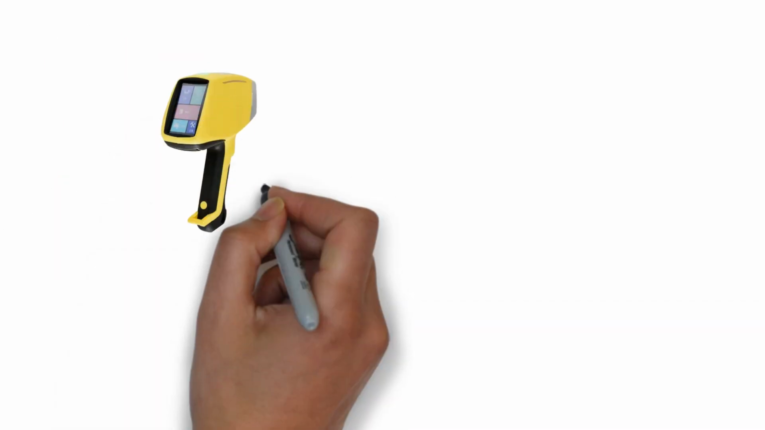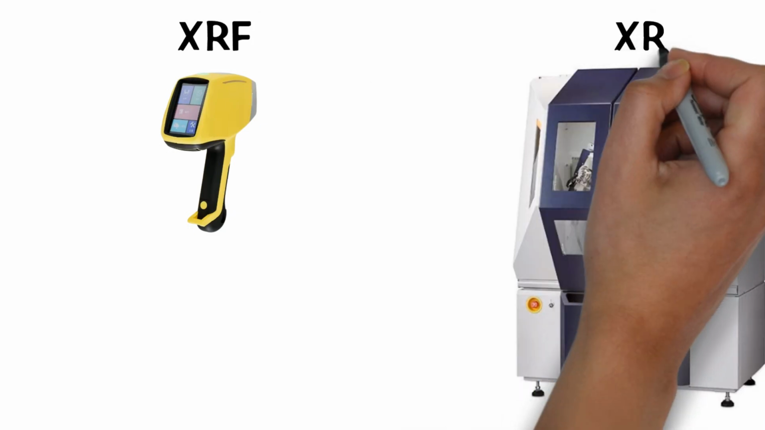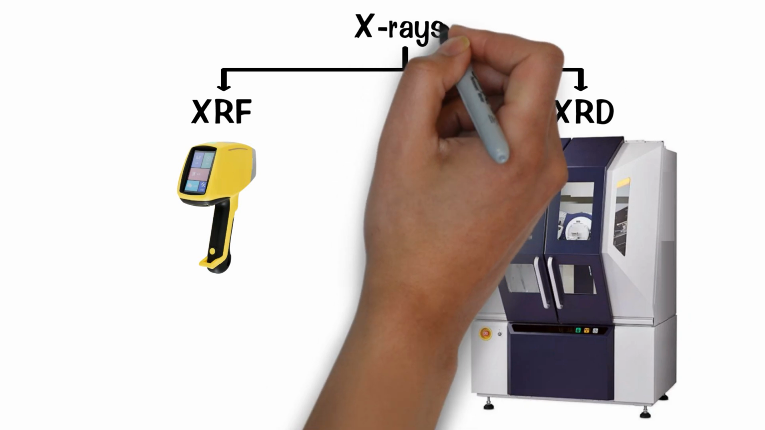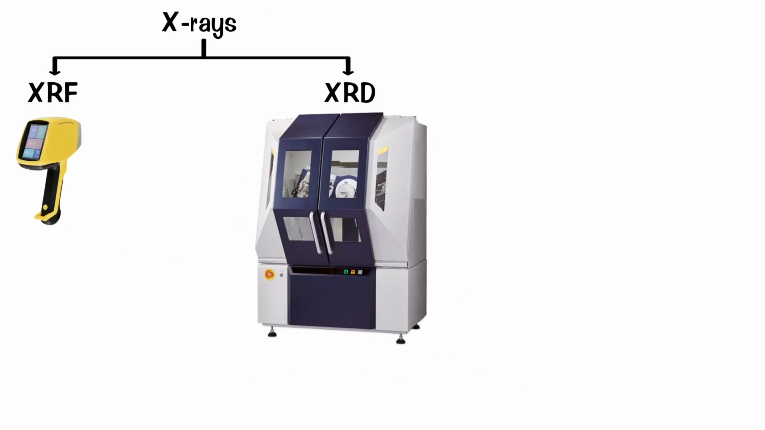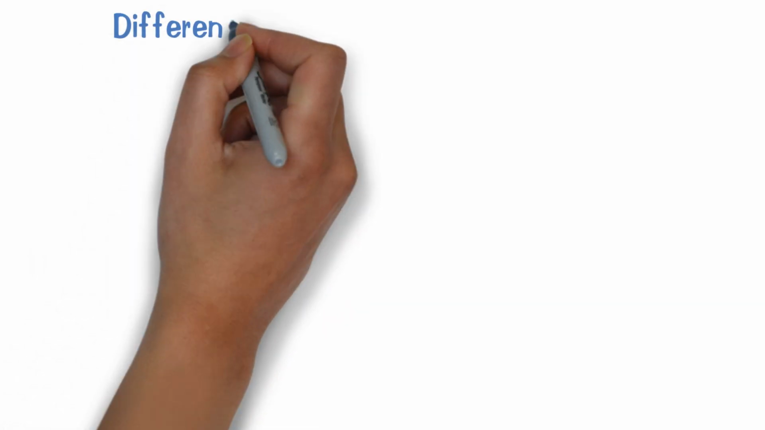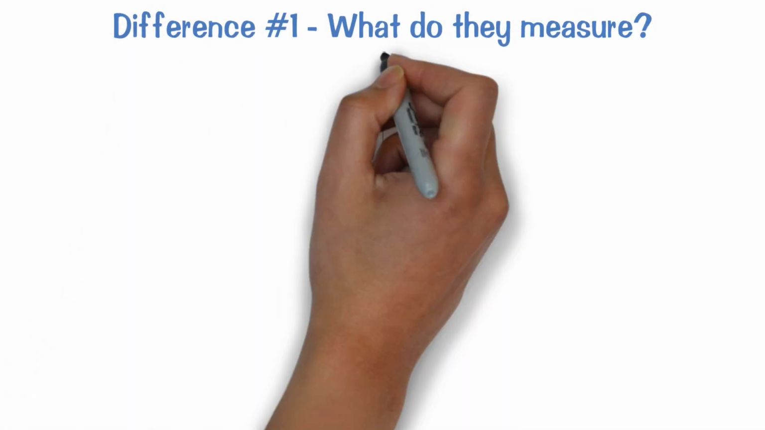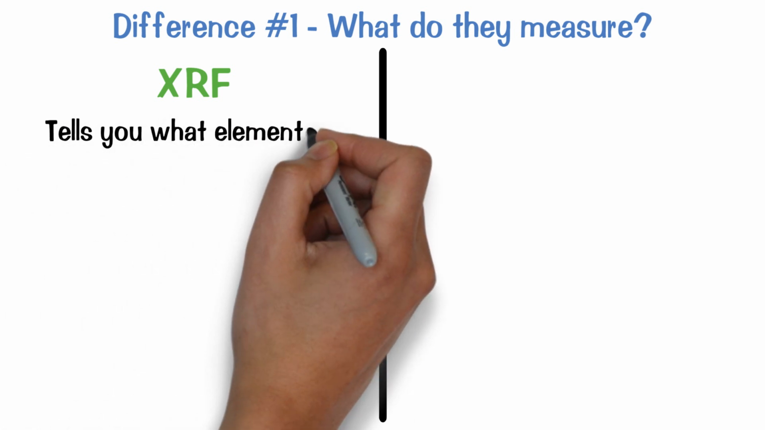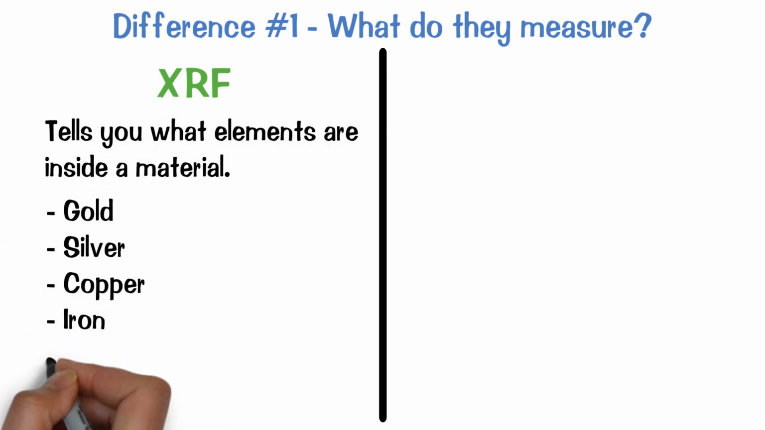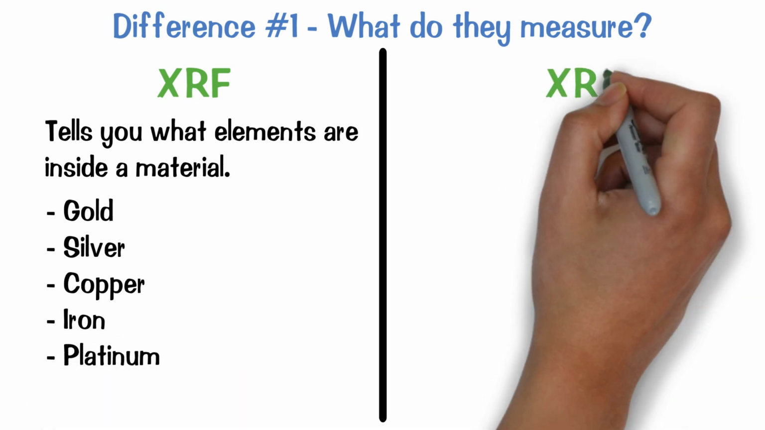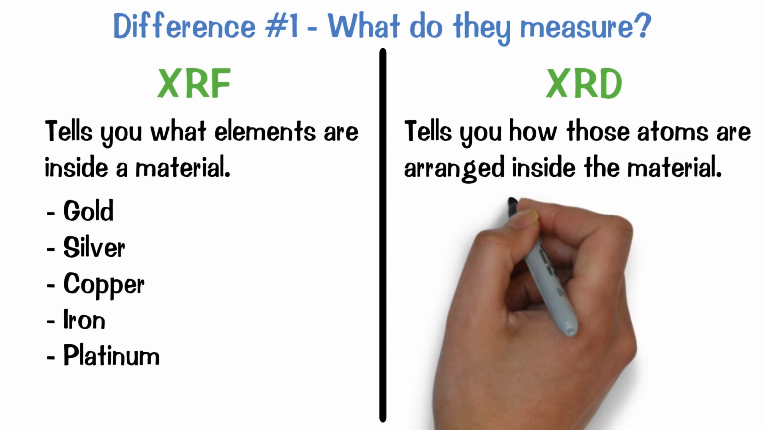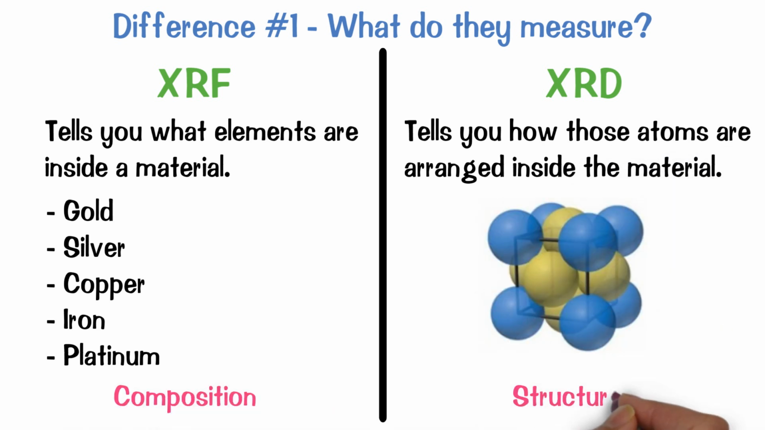Today we're comparing XRF and XRD, two powerful analytical techniques that use X-rays but answer completely different questions. Let's look at the 5 key differences. Difference number 1. What do they measure? XRF tells you what elements are inside a material: gold, silver, copper, iron, platinum. XRD tells you how those atoms are arranged inside the material: composition versus structure.